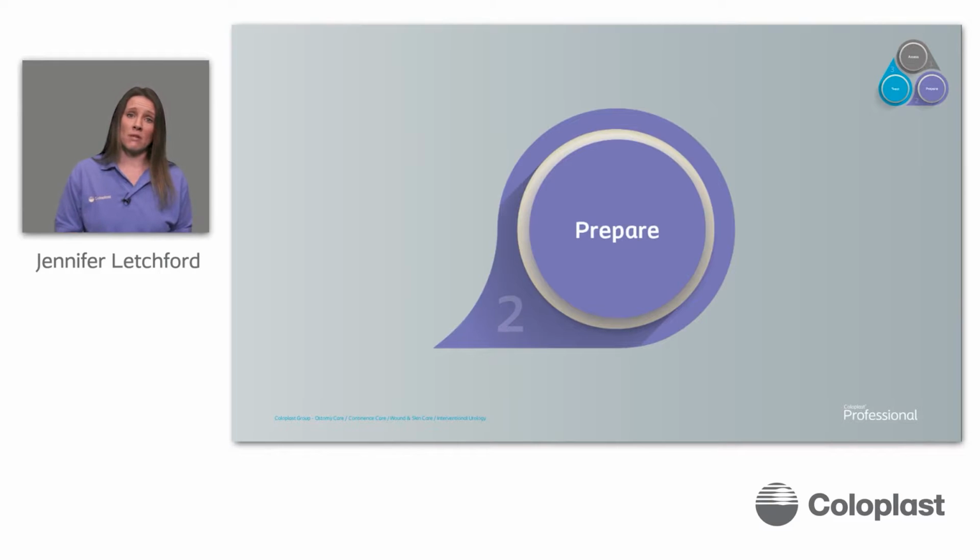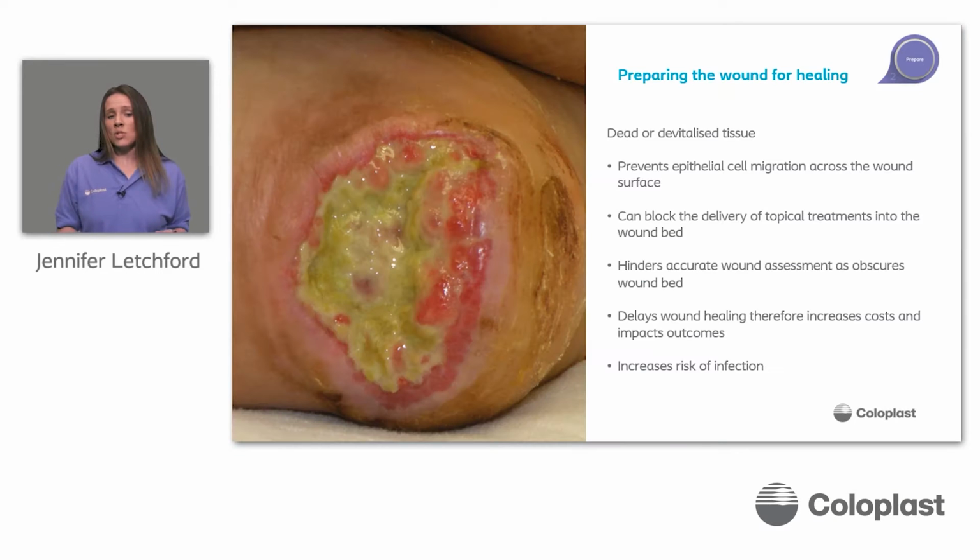Once we've completed our thorough assessment, we move on to this prepare phase, which is the second step in the three-step approach. And we want to be able to prepare or remove any dead and devitalised tissues from that wound bed, edge and peri-wound skin. It will prevent the epithelial cell migration if there is dead and devitalised tissue in the wound or on the wound surface, and it can block the delivery of any topical antimicrobial agents that we might be wanting to use. It can also hinder that wound assessment, so it might be that we need to prepare our wound and then go back and reassess that patient.